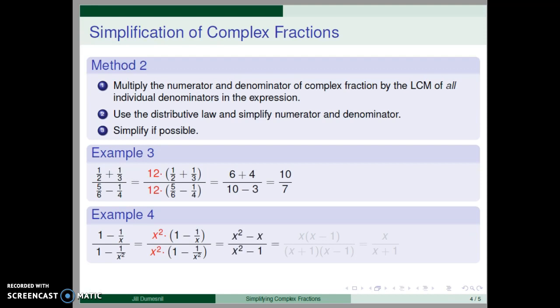We distribute the x squared in the numerator and denominator. In the numerator we get x squared minus x squared over x, which reduces to x. And in the denominator, when we distribute, we get x squared minus x squared over x squared, which is 1. When we factor the numerator and denominator, we notice that simplification can occur by canceling the common factor of x minus 1. Our simplified rational expression is x over x plus 1.